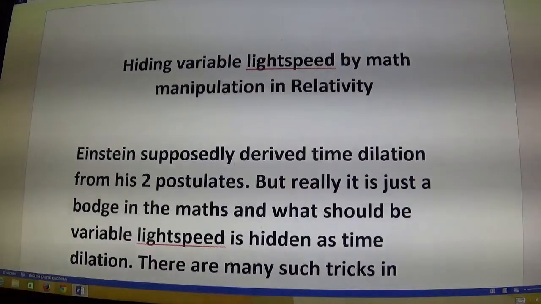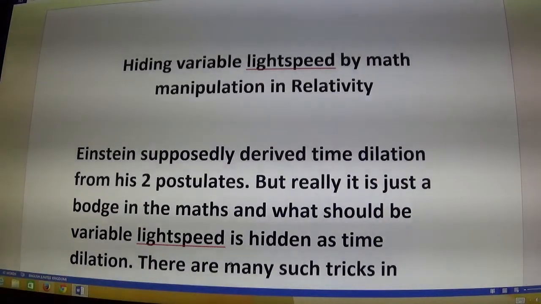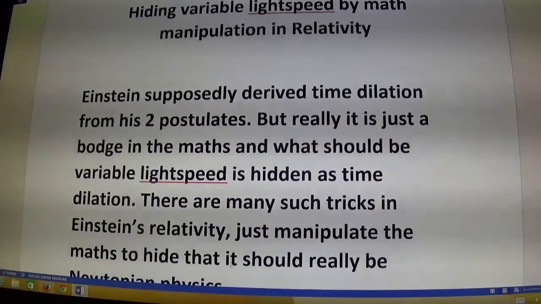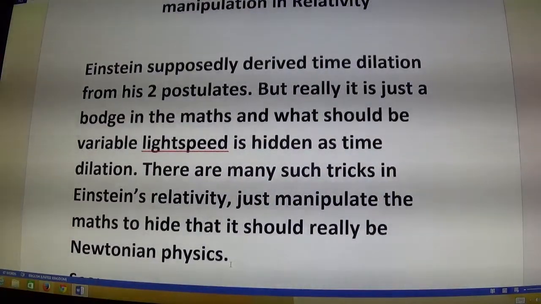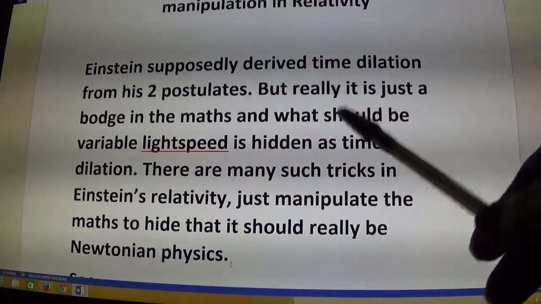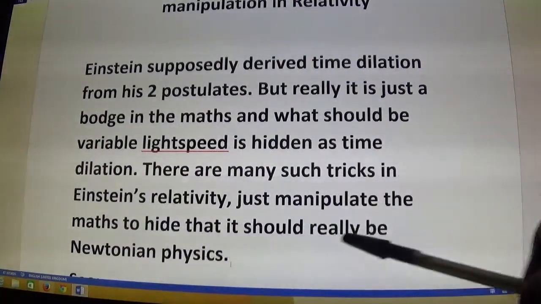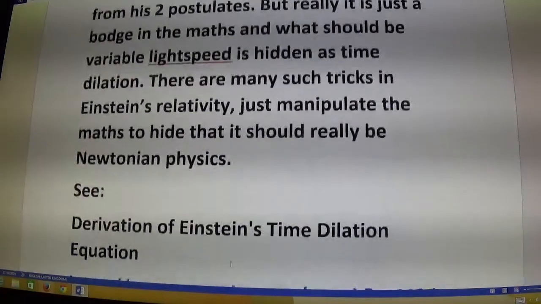Okay, this is about hiding variable light speed by mass manipulation in relativity. Einstein supposedly derived time dilation from his two postulates, but really it's just a bodge in the maths, and what should be variable light speed is hidden as time dilation. There are many such tricks in Einstein's relativity, just manipulating the maths to hide that it should really be Newtonian physics or make some mathematical mistake.